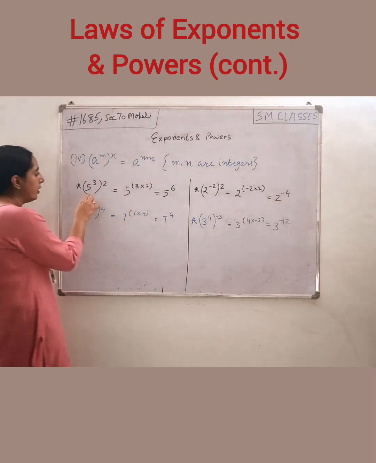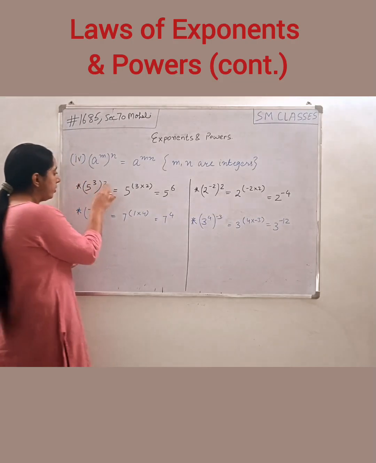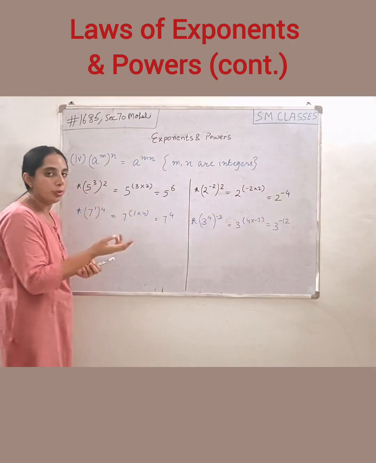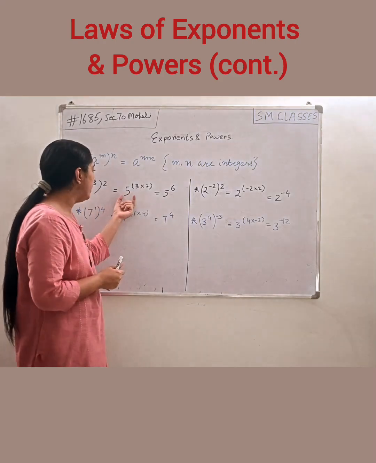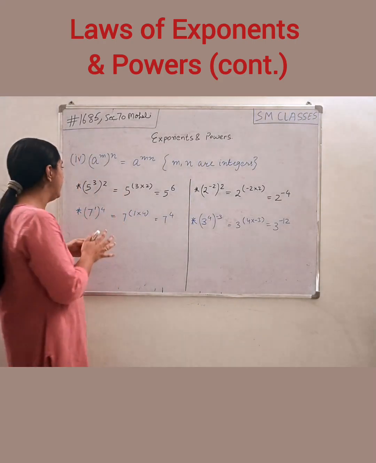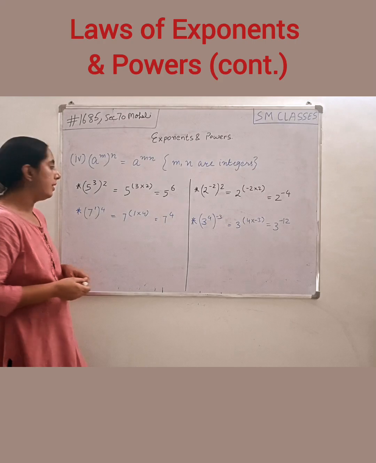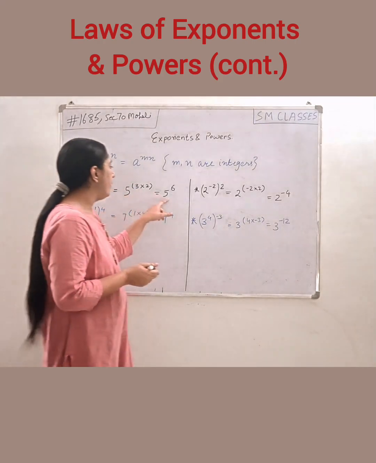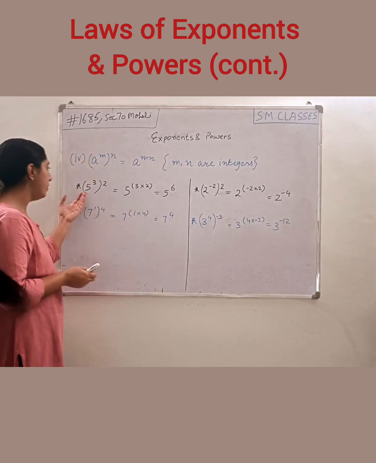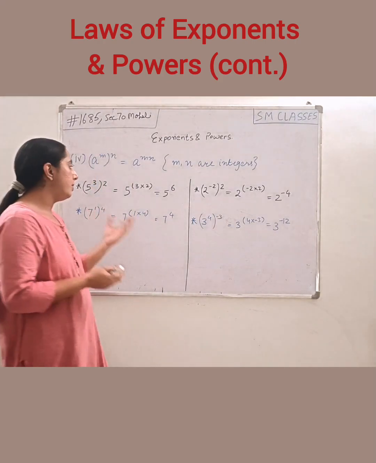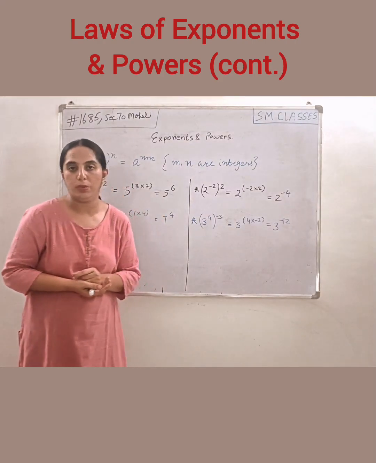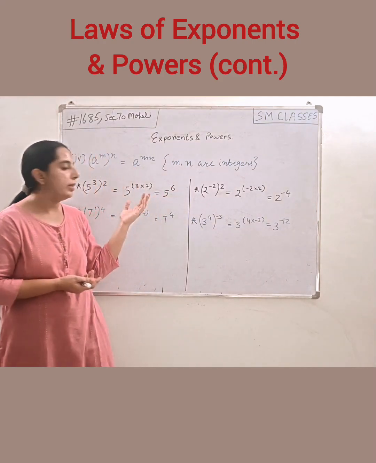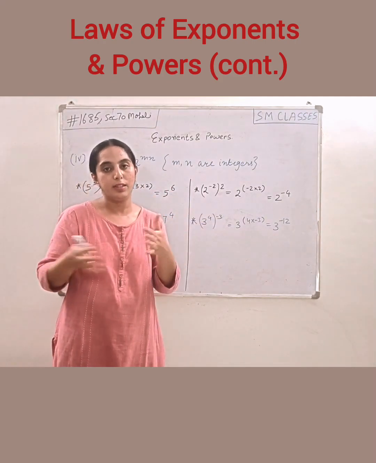So we have (5^3)^2, or we can say 5 raised to power 3 raised to power 2. So we keep the base as 5 and then we multiply the powers, that is we multiply 3 and 2, we get 6. So 5^6 will be the answer of this question. We can sometimes leave our answer as 5^6. We do not need to solve it in the form of multiplying 5 by 6 times.